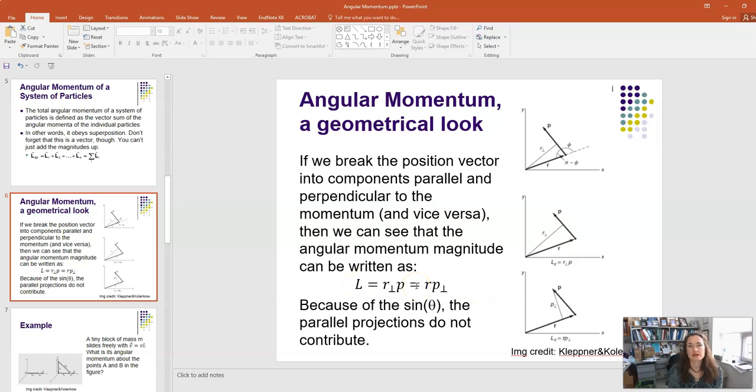Now, if you think about it, this makes perfect sense. Because of the sine of theta, any components that are parallel to one another from the position and the momentum don't contribute. It's only those perpendicular components that will give you a magnitude of an angular momentum.